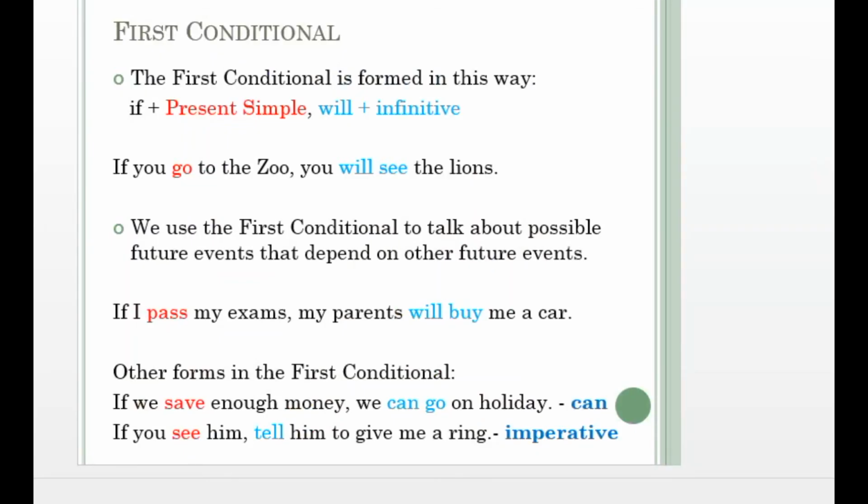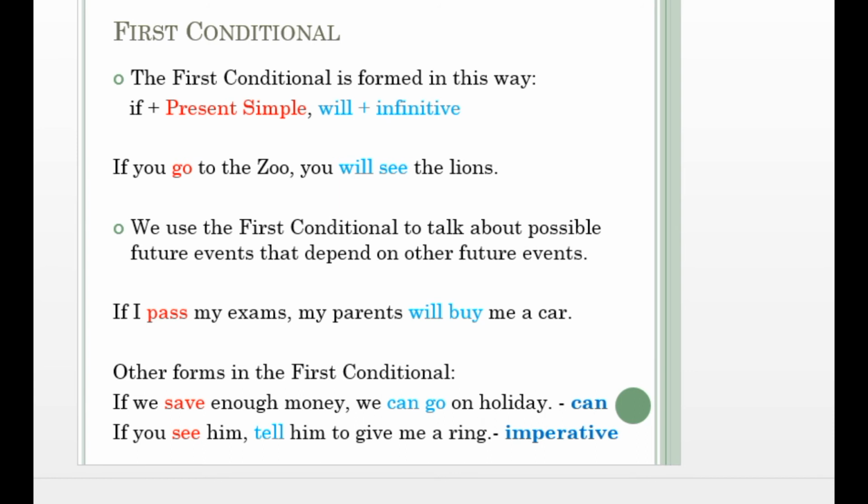Now let's pay attention to the first conditional. The first conditional is formed in this way: if plus the present simple. In the main sentence I use will plus the verb in the infinitive. Example, if you go to the zoo, you will see the lions. If you go, if plus present simple. You will see, we use will plus the infinitive, right? So we use the first conditional to talk about possible future events that depend on other future events, right?